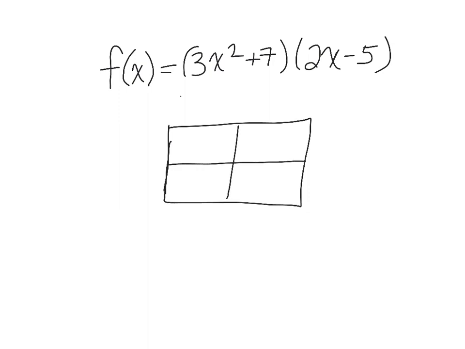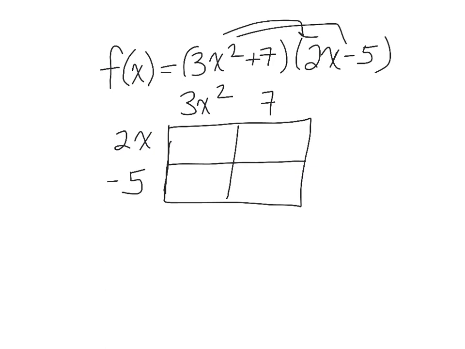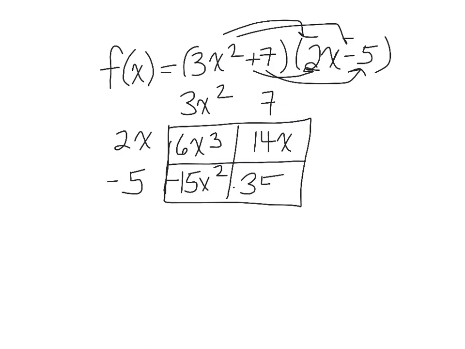I like to use this little tool to let me visualize what I'm multiplying. It allows me to multiply each term by each term, but not get lost and forget any. So 2x times 3x squared is going to be 6x cubed. 2x times 7 will be 14x. Minus 5 times 3x squared will be minus 15x squared. And minus 5 times 7 will be minus 35.